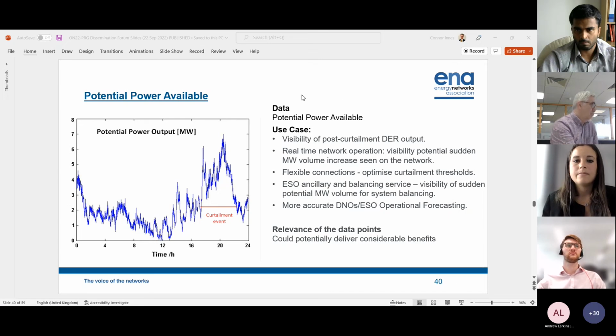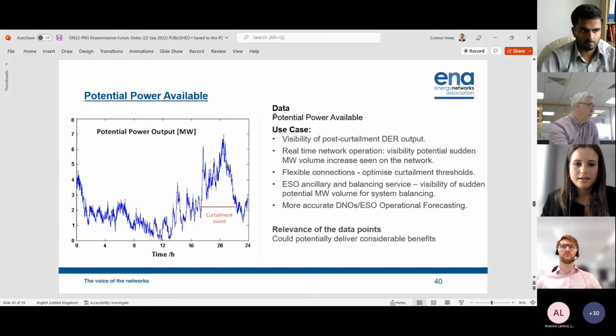So for example, if it's a 30 megawatt wind farm, before curtailment was doing 15 megawatt, let's say, and then the wind speed increases during the curtailment event. So having visibility that after the constraint is no longer active, the wind farm could jump to 25 megawatt, for example. That could be useful for different use cases. Yeah, so real-time network operation, so that would give visibility of the potential sudden megawatt volume increase seen on the network.